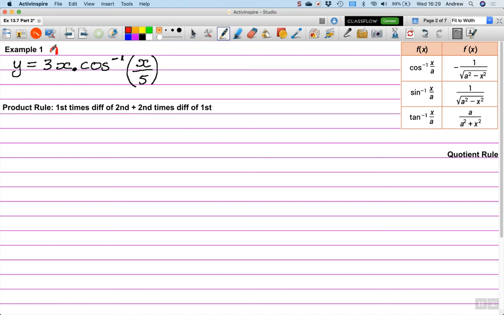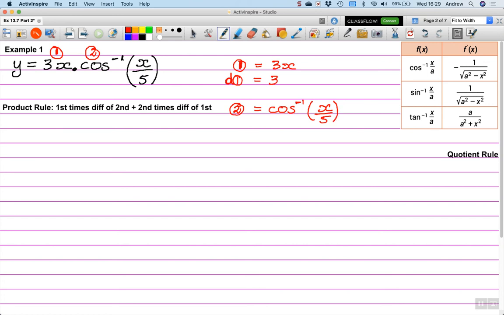And because we're using this formula, we need to start labeling up our functions. So I'm going to call the 3x the first function. I'm going to call the cos inverse the second function. And over here, I'm going to write down function number 1 is equal to 3x. And the differential of function number 1 will be equal to 3. And then function number 2 is going to be equal to the cos inverse of open bracket x over 5.